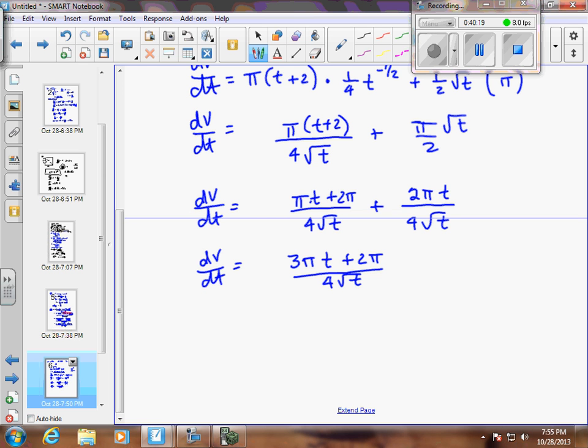We weren't given any numbers to get a specific volume. They didn't give us any numbers to use for t, so that's it. That would be cubic inches per second.